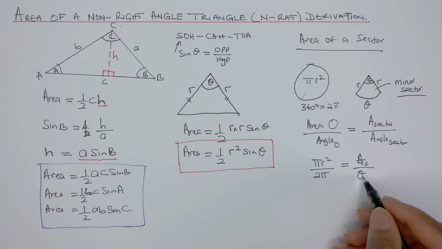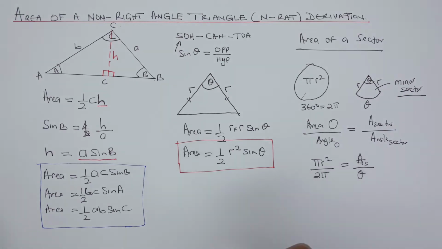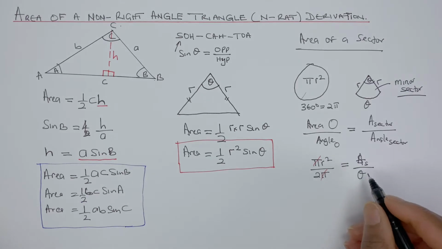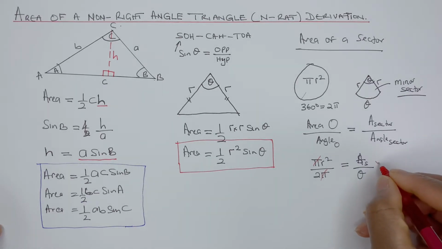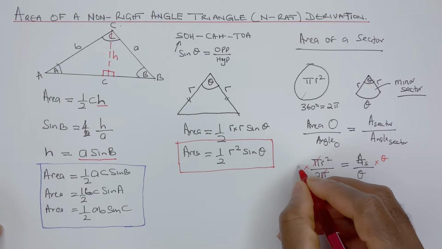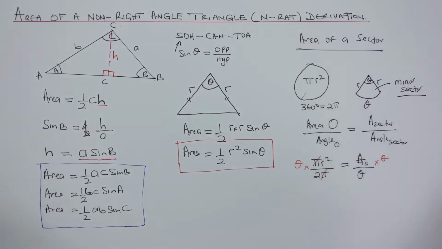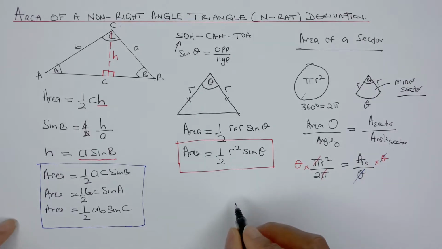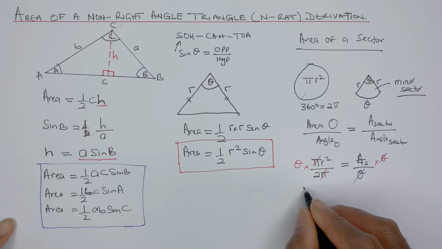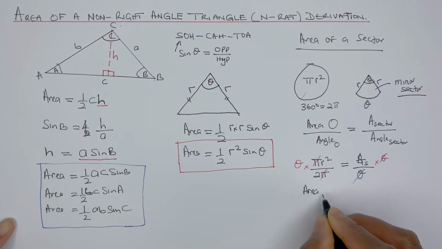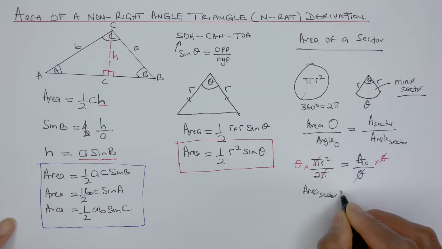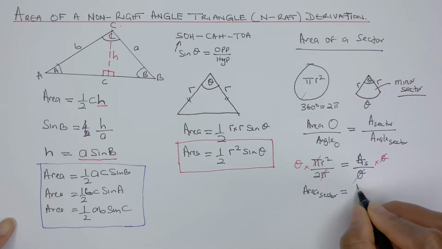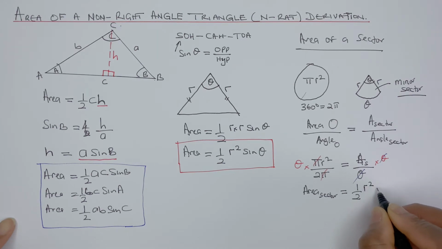Now what we need to do is write down the area of the sector. You can see the pi cancels out, and then multiply both sides by theta. If I times that by theta, I have to times the other side by theta, and theta cancels theta. I'm left with the area of the sector, which will be equal to 1/2 r squared theta. And that's how you derive the area of a sector.